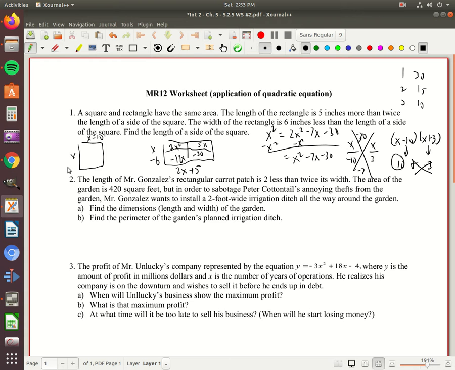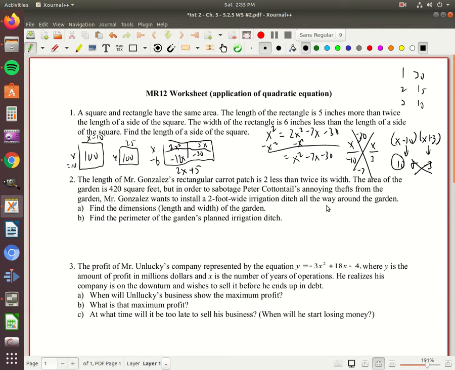So if this is 10 and this is 10, I'm going to get an area of 100. Over here, 10 minus 6 is 4. And over here, 2x plus 5 is 25. And guess what 4 times 25 is? It's 100 as well. So that kind of works. So it's kind of interesting what you can do with this type of math.